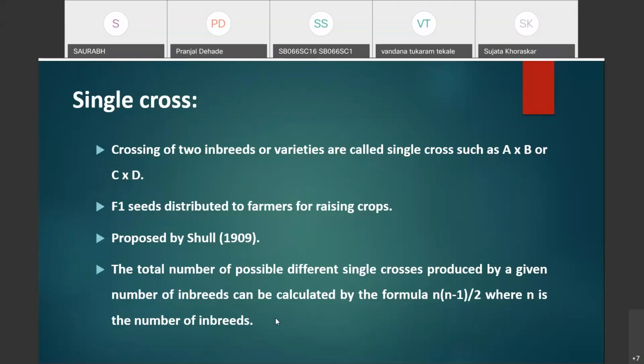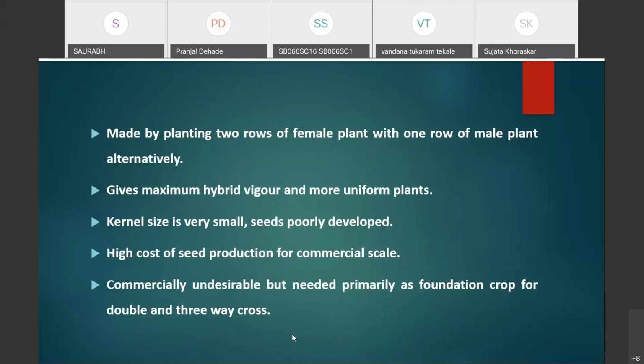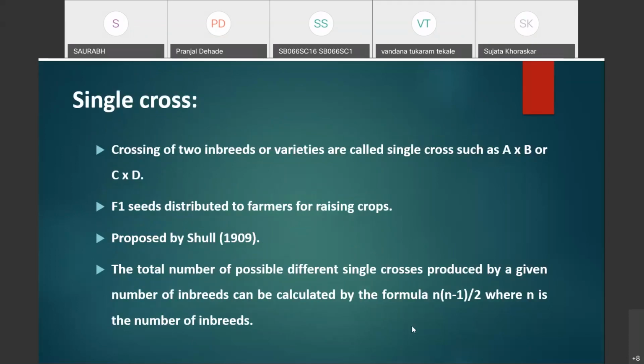Here n indicates the number of inbreds. For example, suppose that 4 inbreds are available, namely A, B, C and D. Then the number of possible crosses between these 4 inbreds can be calculated by this formula.